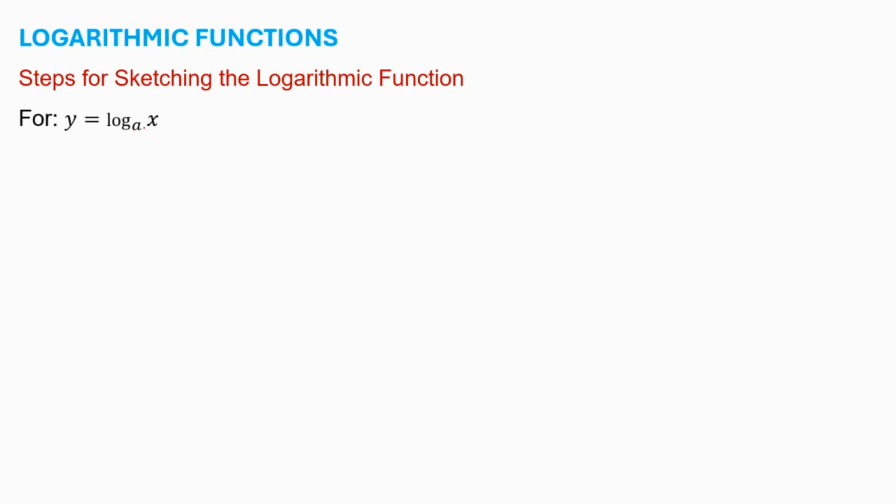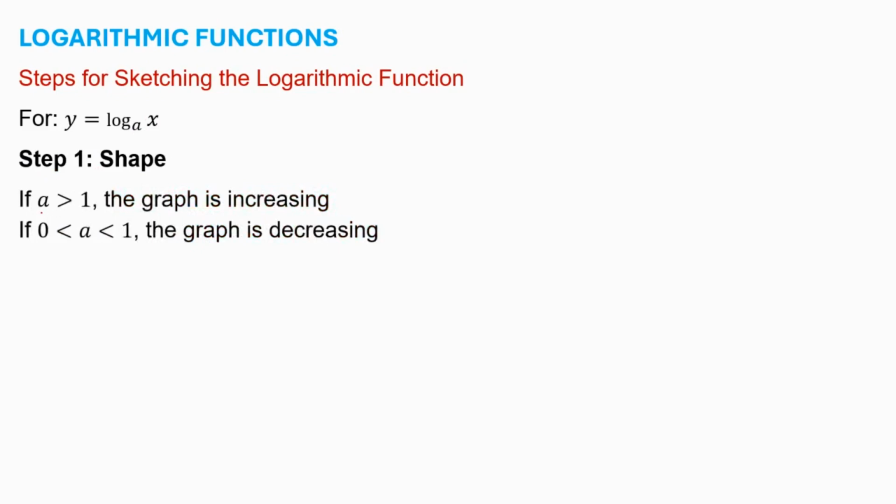For y is equal to log of x to base a, we've talked about the shape. We say that if a is greater than 1, the graph is increasing. It will be like this. The graph is increasing, meaning that the gradient is positive. And then if a is between 0 and 1, the graph is decreasing, meaning that it's going to be like this. You can see that by the gradient, which is going to be negative there. Please take note of the shape before you do your sketching.